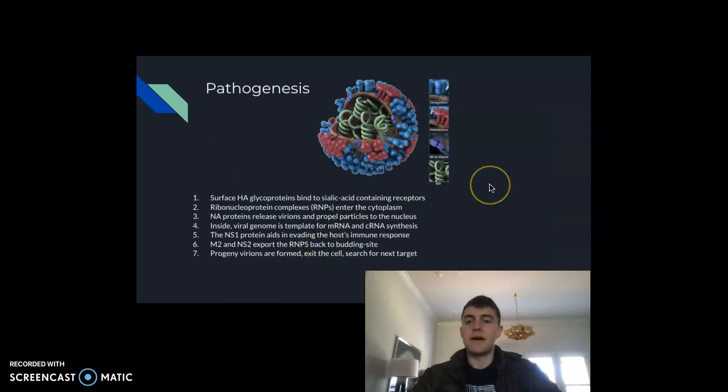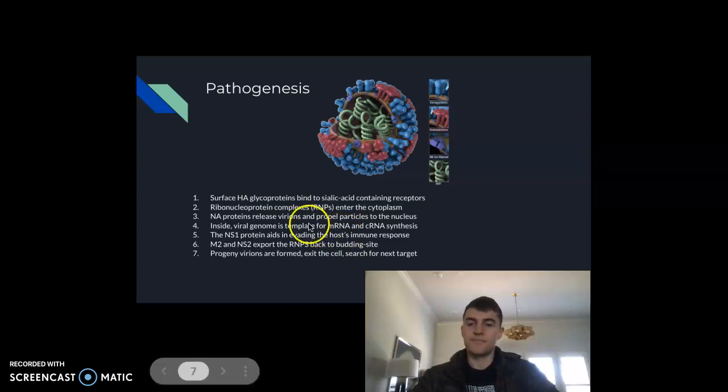So yeah, now moving on to pathogenesis of how the H1N1 virus infects. During infection, these surface type A H glycoproteins are going to bind to sialic acid containing receptors, and it's also going to cause those red blood cells to assemble into a cluster. And so we have these things called ribonucleoprotein complexes, otherwise known as RNPs.